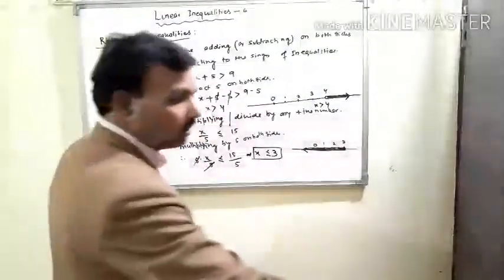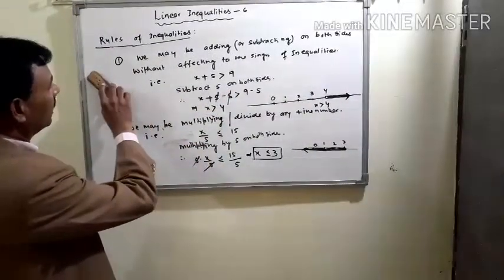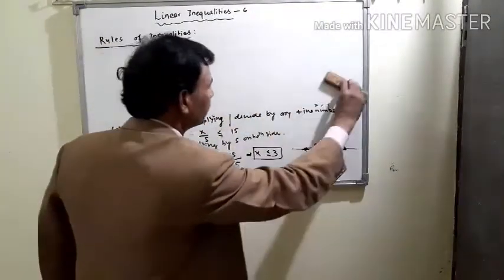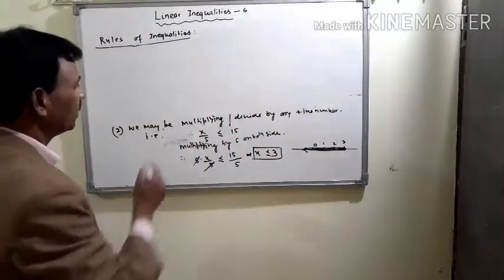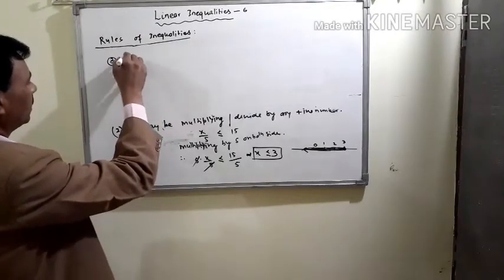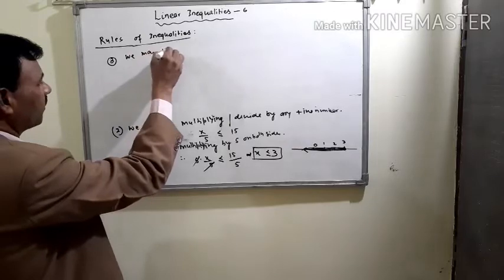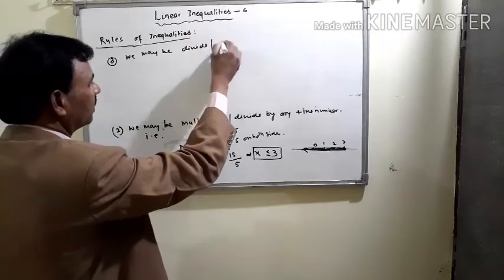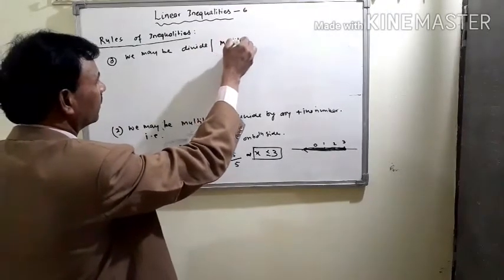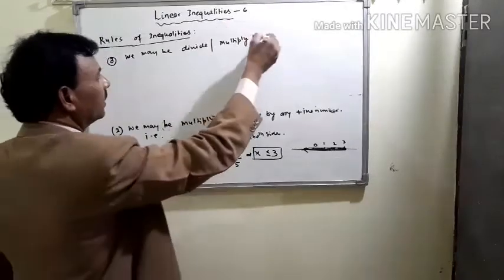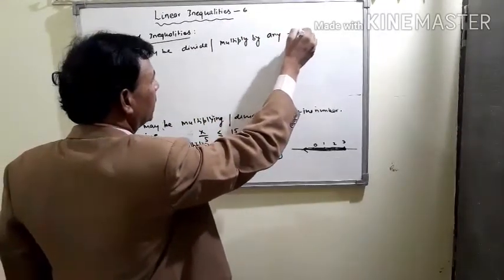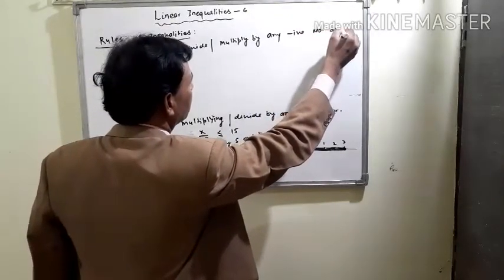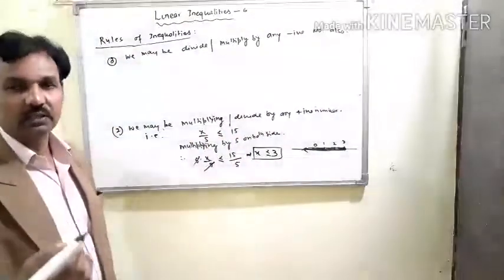Now the next rule of inequality is the third rule. We may divide or multiply by any negative number also, whenever required.